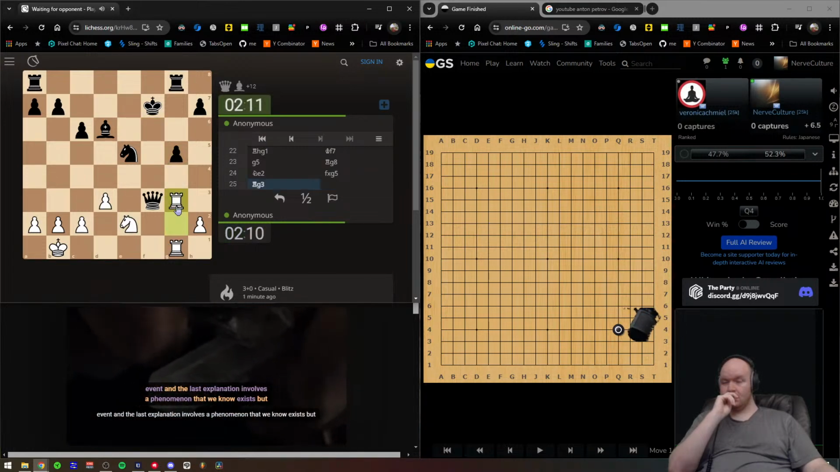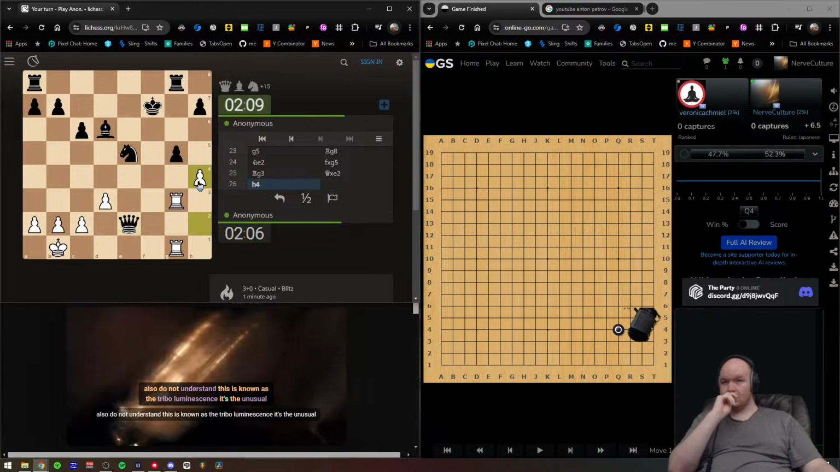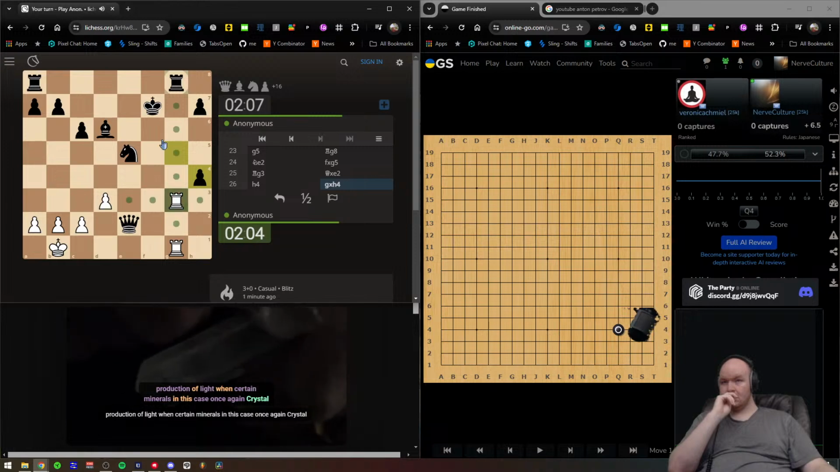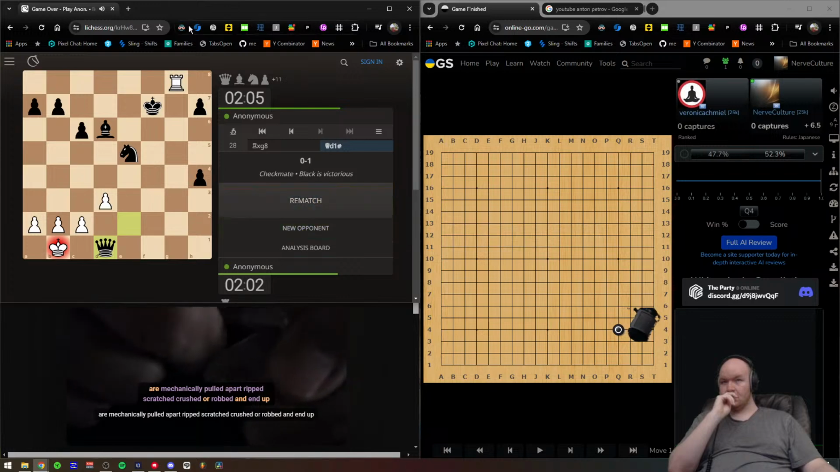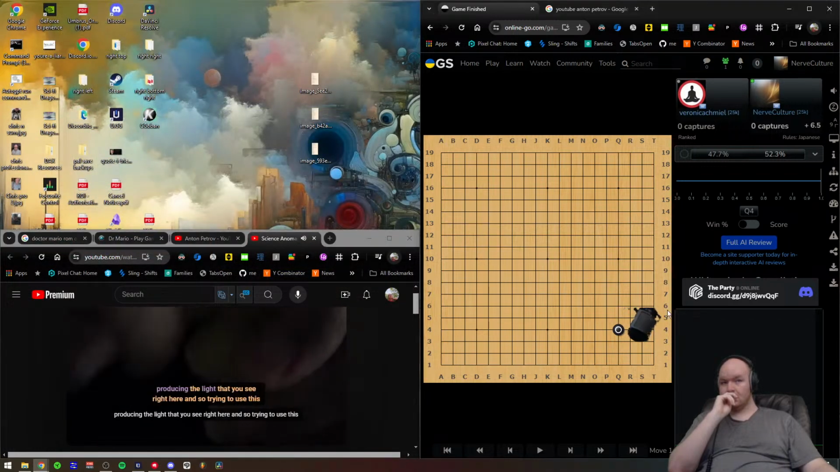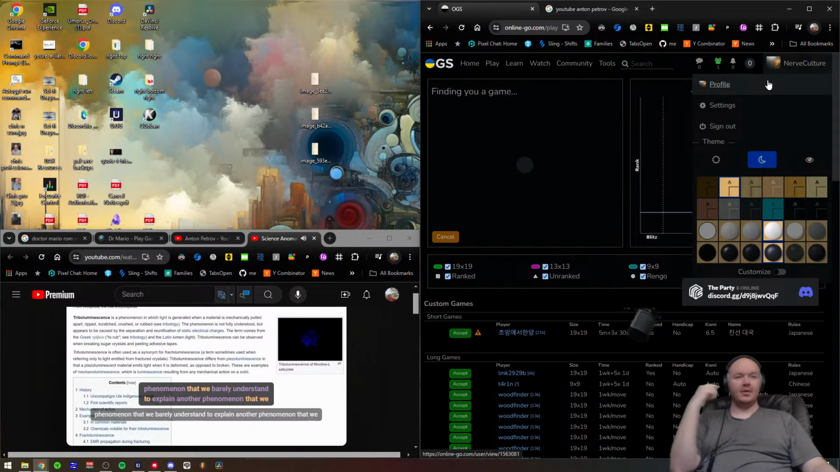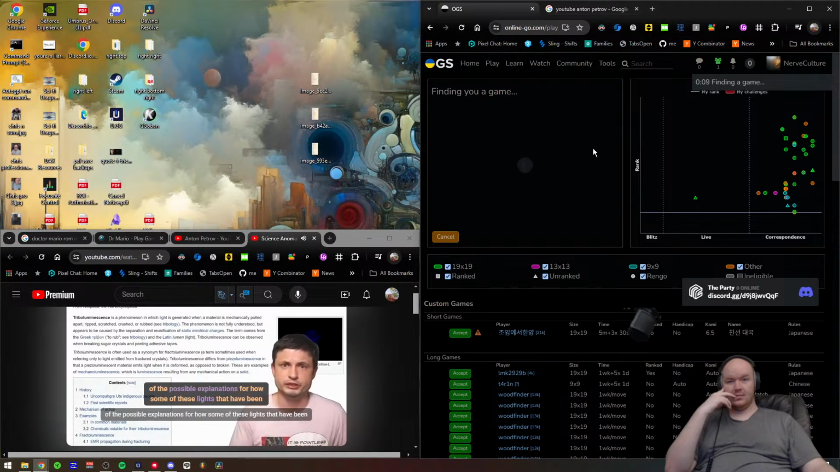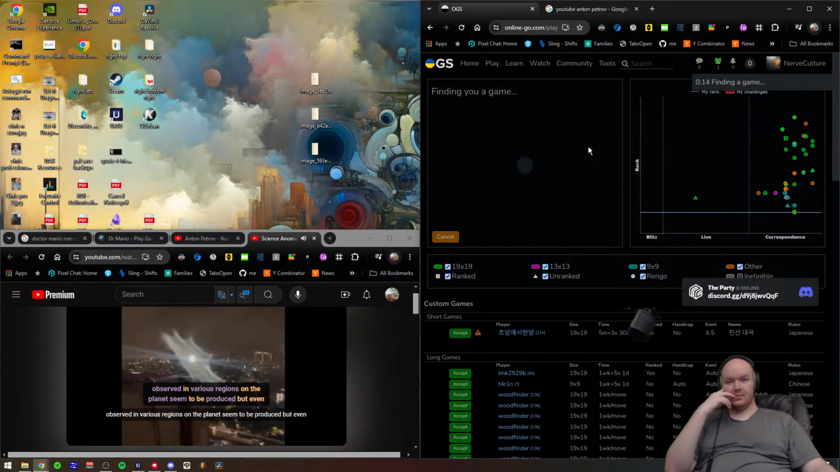And the last explanation involves a phenomenon that we know exists but also do not understand. This is known as triboluminescence. It's the unusual production of light when certain minerals, in this case once again crystal, are mechanically pulled apart, ripped, scratched, crushed or rubbed, and end up producing light that you see right here. And so trying to use this phenomenon that we barely understand to explain another phenomenon that we really don't understand is not really good science. But nevertheless, it is one of the possible explanations for how some of these lights that have been observed in various regions on the planet seem to be produced.